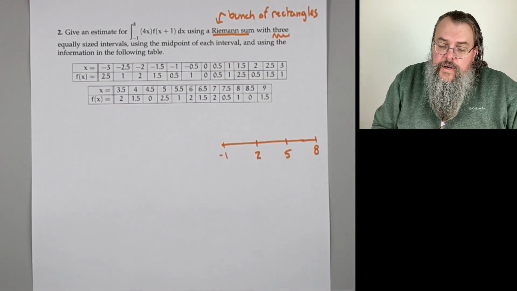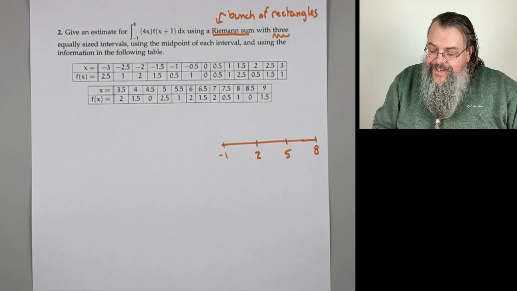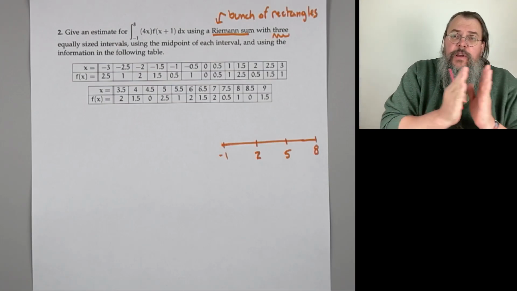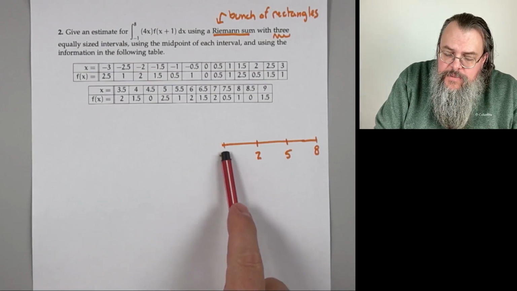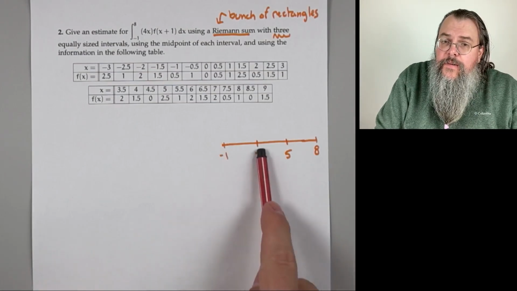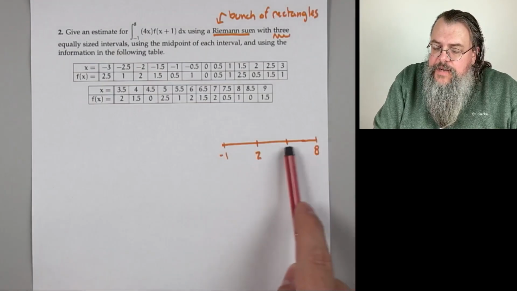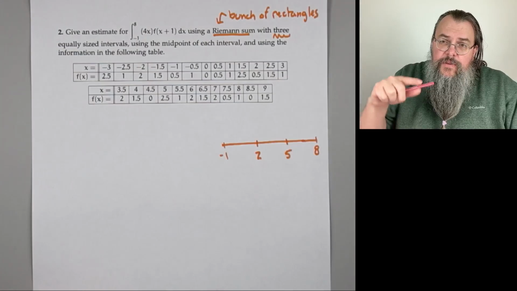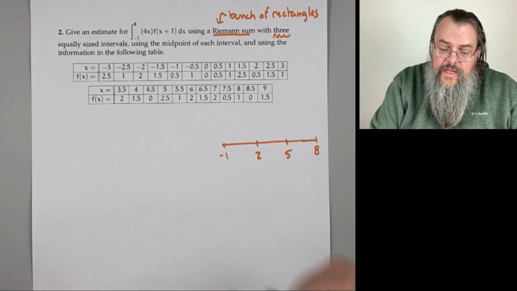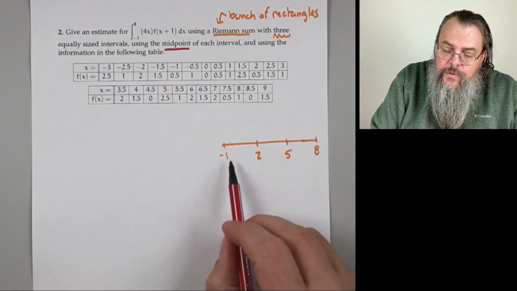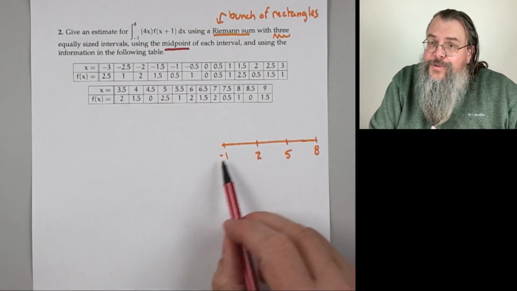Now, where do we figure out the height? Well, that's where another piece of information comes in, because we can say, look, pick a number in between negative 1 and 2 and use that to figure out the height. And similar for 2 to 5 and for 5 to 8. So we have to say which point. And they told us the midpoint. So what's halfway between negative 1 and 2?